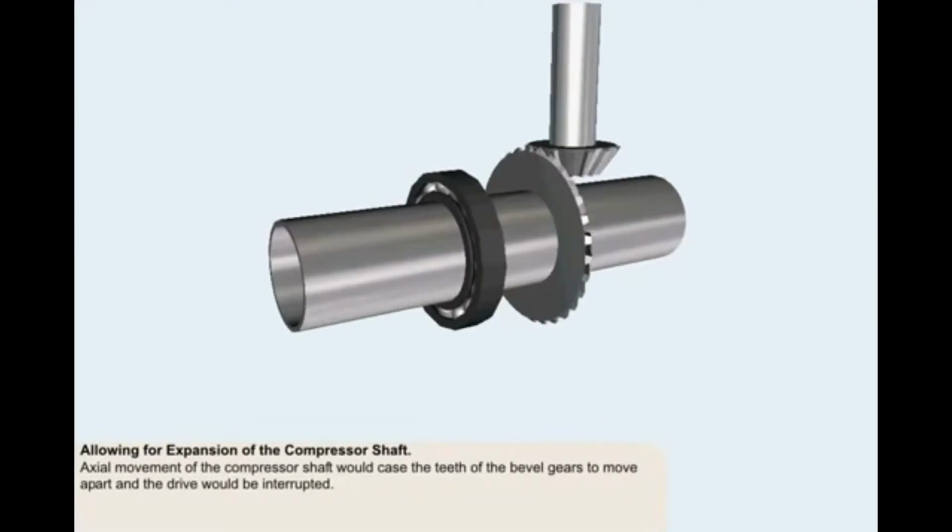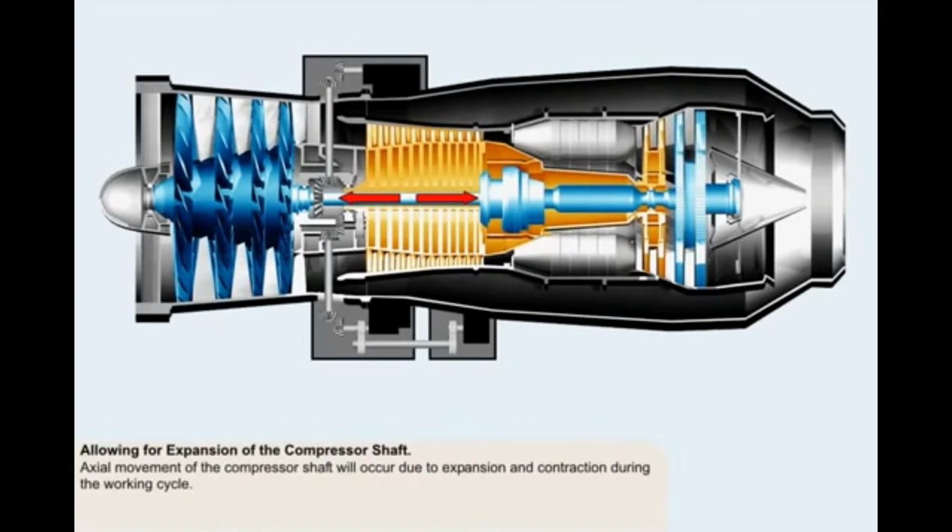Axial movement of the compressor shaft would cause the teeth of the bevel gears to move apart and the drive would be interrupted. Momentary interruption of a drive transferring 400 to 500 horsepower would impart massive damage to the teeth of the bevel gears and probably destroy them. This state of affairs obviously cannot be allowed to exist.